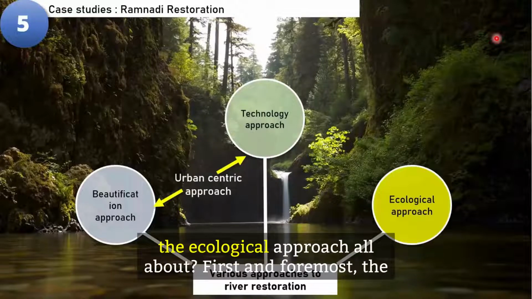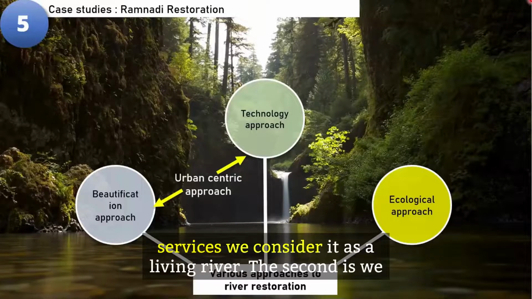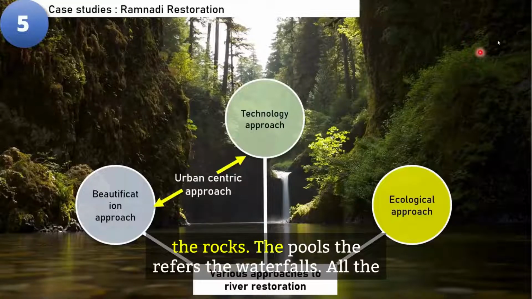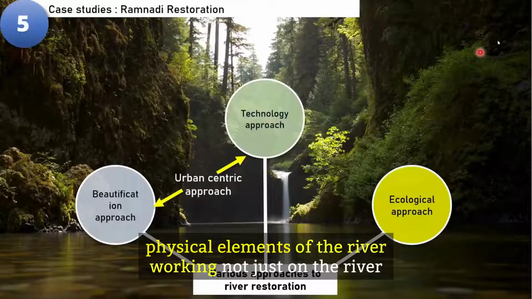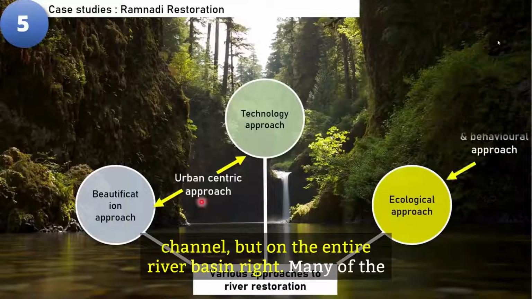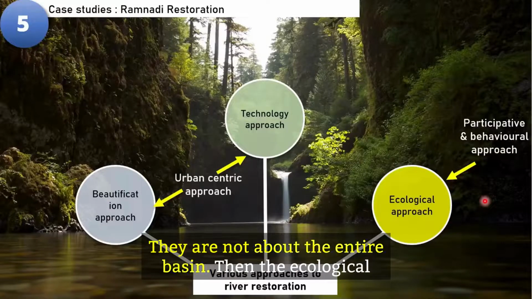So what is the ecological approach all about? First and foremost, the ecological approach considers the river as providing ecosystem services. We consider it a living river. The second is we work not just on tree plantation, but on the meanders, the rocks, the pools, the riffles, the waterfalls, all the physical elements of the river, working not just on the river channel, but on the entire river basin. Many river rejuvenation programs are about the river channels. They're not about the entire basin.